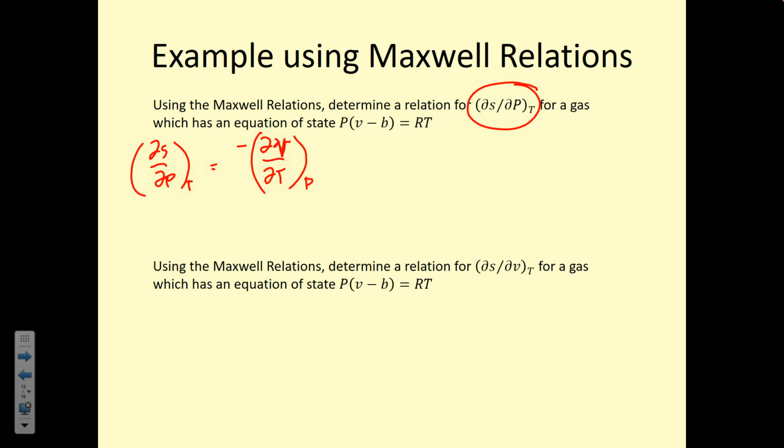Okay, so we're given an equation, P times V minus B is equal to RT. If we want to find this, how do we use this equation and the relationship that we have between these two equations to give us anything useful? There's no entropy in this equation. How do we find a partial derivative of entropy with respect to pressure? What do you think?